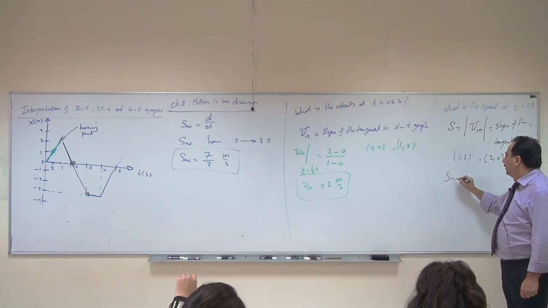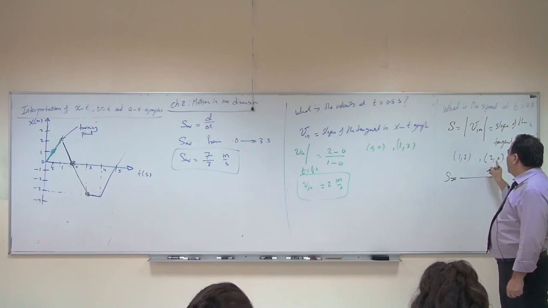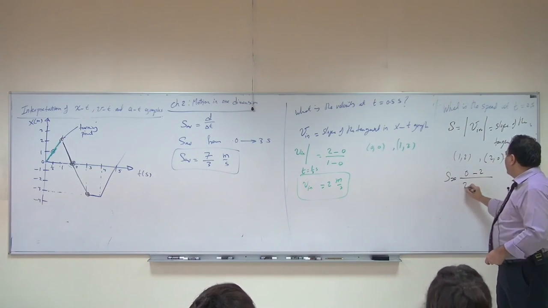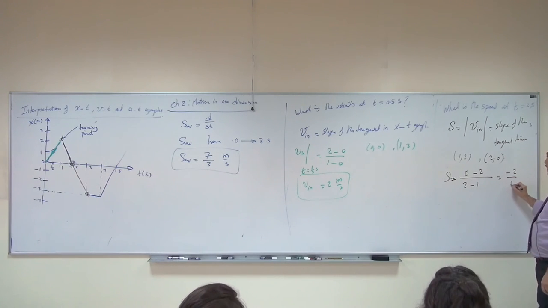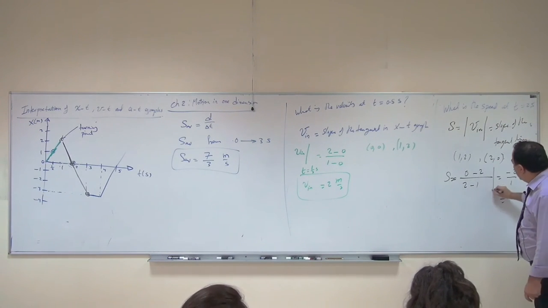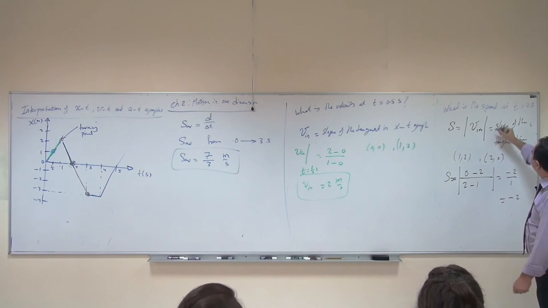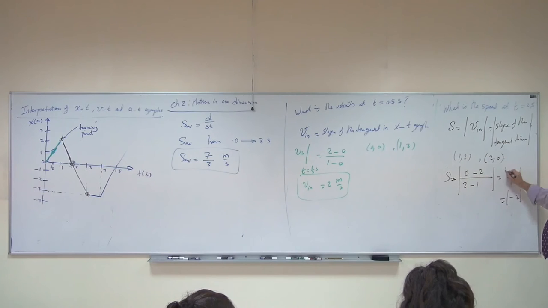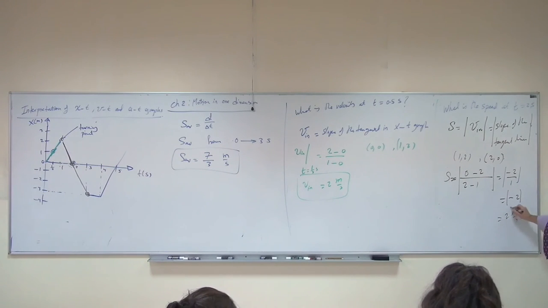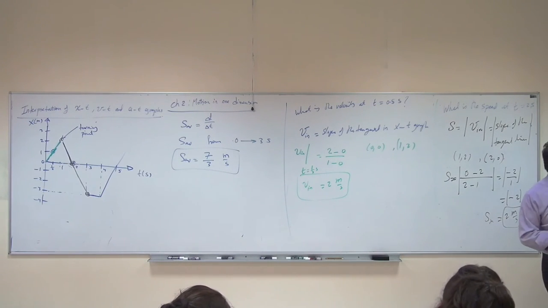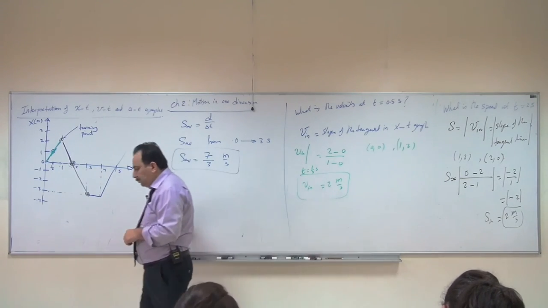So S equals 0, final point, minus 2, 2 minus 1, minus 2 over, but I mean absolute value of the slope. Absolute value of the slope, because you need the speed, not the velocity. Right? You got it?